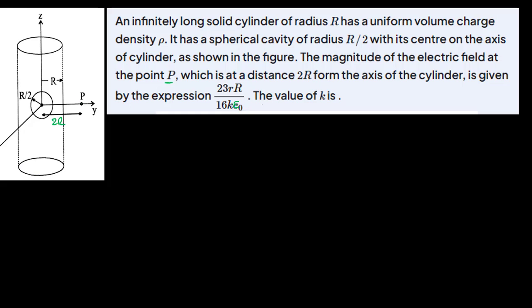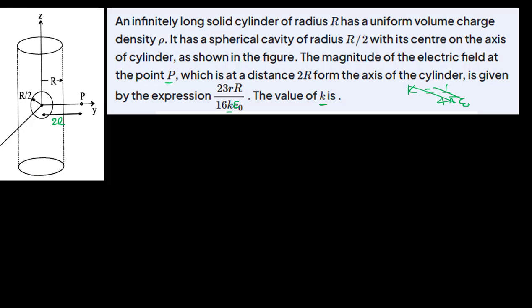The value of k is a constant. This is not k equal to 1 upon 4 pi epsilon naught. That's one thing I want to stress upon, or bring your attention to. This k is a simple constant whose value we want to find out. Let's not mix it up with the other k. Okay, let's proceed. We want to find out the magnitude of the electric field at point P.